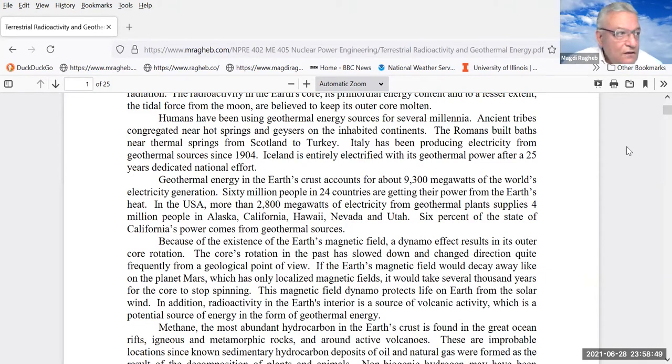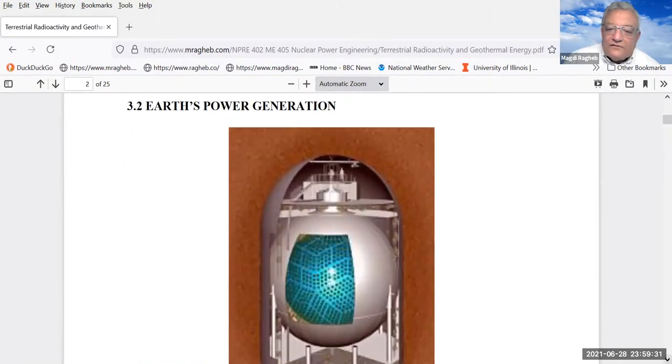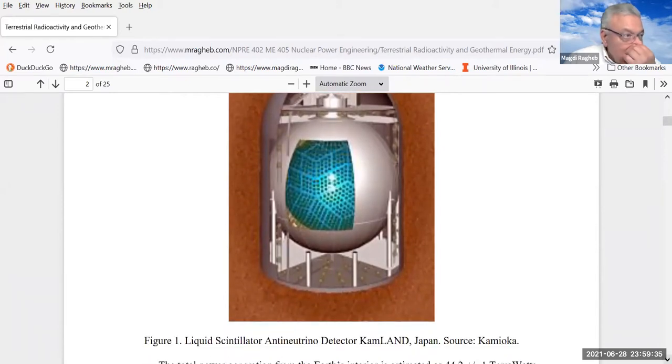So on Earth, the radioactivity in the Earth's crust causes some of the material of the Earth to remain molten. And as it remains molten, it creates lava, and lava can be exhausted by volcanoes, volcanic areas. Geothermal energy exists in 24 countries, where 60 million people get their power from the Earth's heat. Iceland, for instance, has so much tectonic activity that all their electricity is generated by geothermal power coming from radioactivity in the Earth's crust. So the Earth, in fact, is from that perspective, a power generator. We know about it from different experiments. One of them is the liquid scintillator antineutrino detector, KamLAND in Japan, shown here.